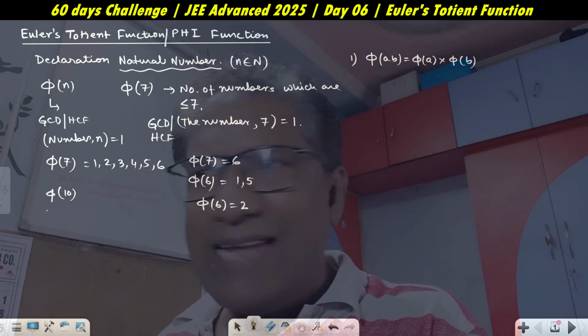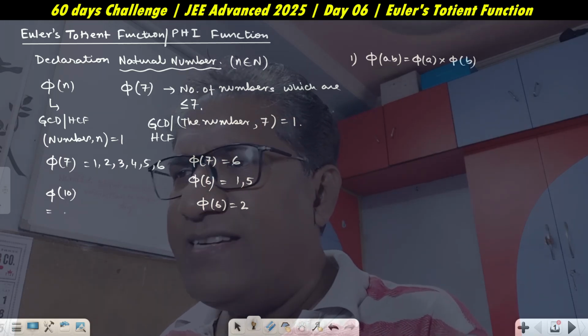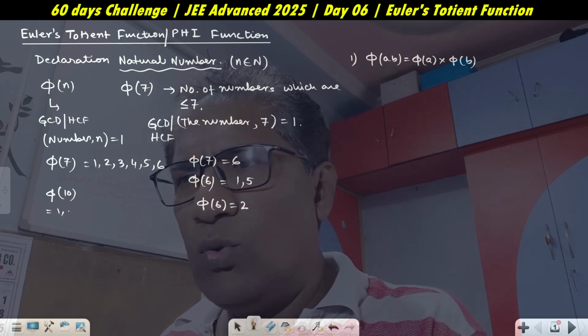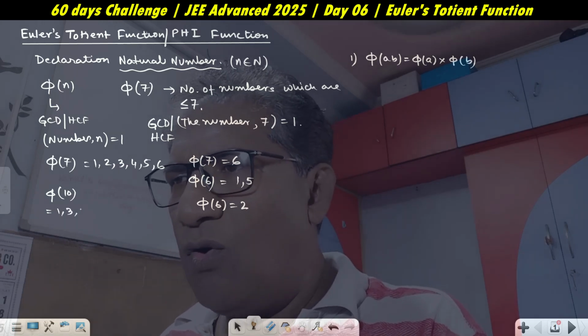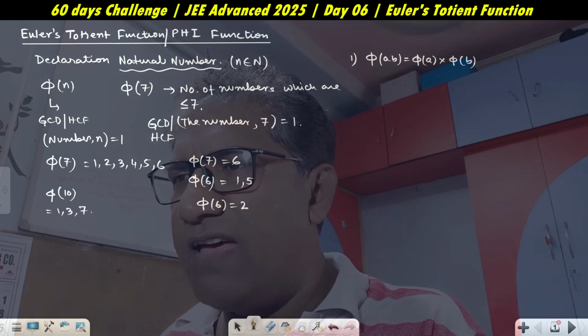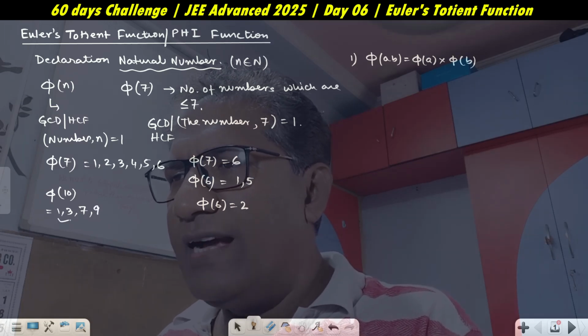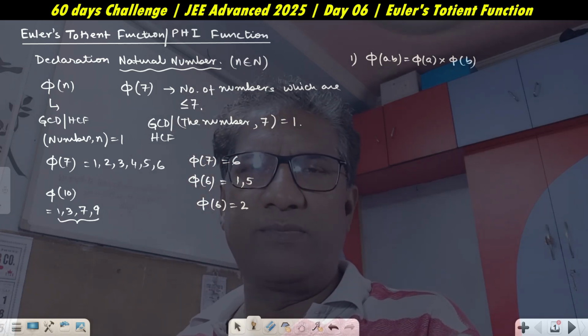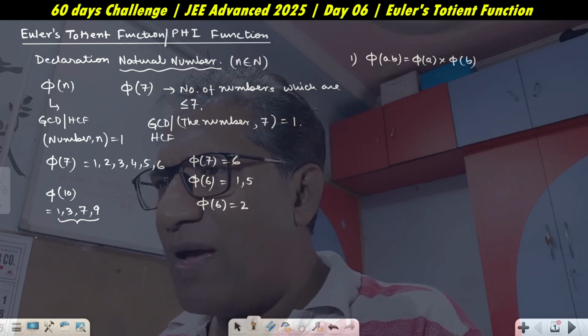Let me first do it analytically. What is phi 10? It can be 1, 3, 7, and 9, right? So there are 4 such numbers. Now let us try to find out by using this formula.